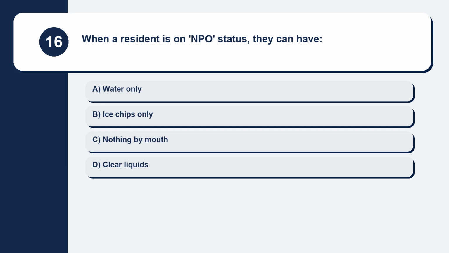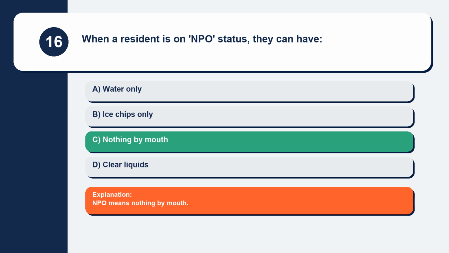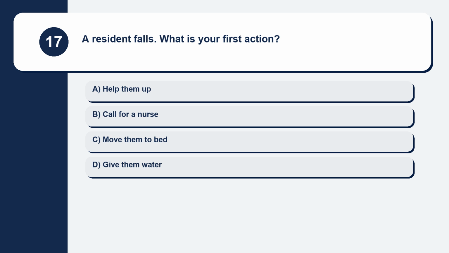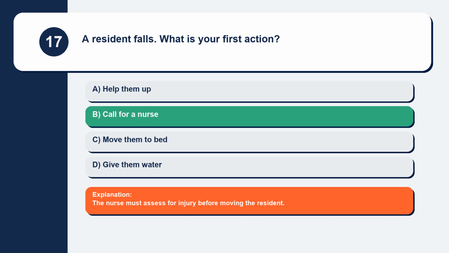Question 16. When a resident is on NPO status, they can have water only, ice chips only, nothing by mouth, clear liquids. NPO means nothing by mouth. Question 17. A resident falls. What is your first action? Help them up. Call for a nurse. Move them to bed. Give them water. The nurse must assess for injury before moving the resident.